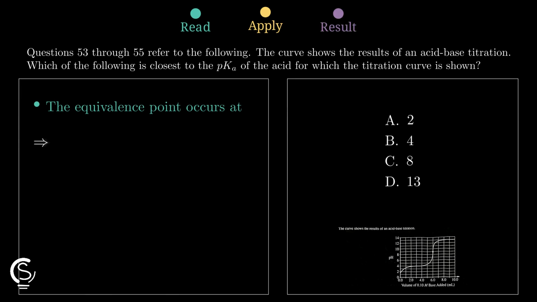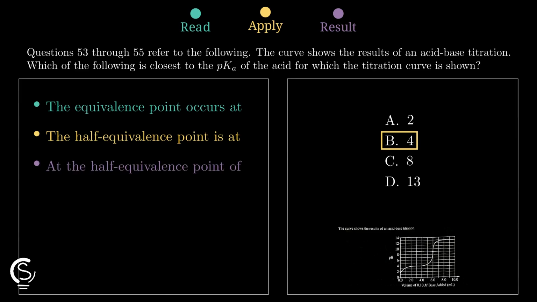At the 10 milliliter mark, pH equals pKa. Looking at the vertical axis, the value is 4, making option B the final winner.